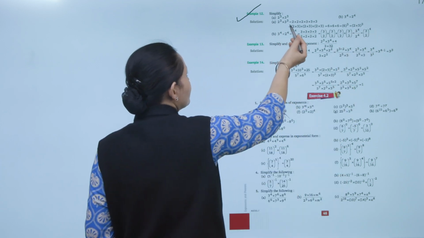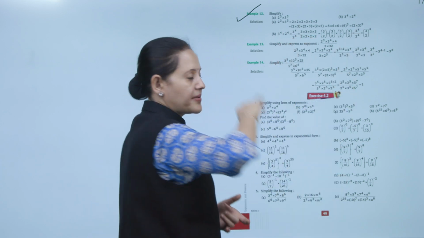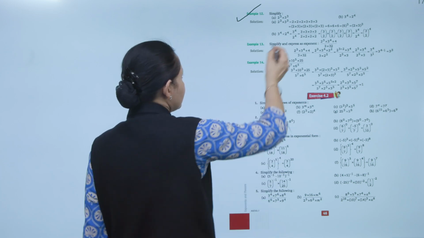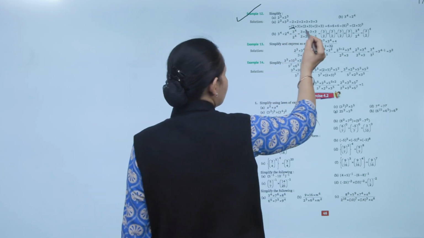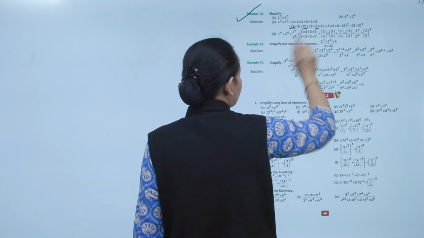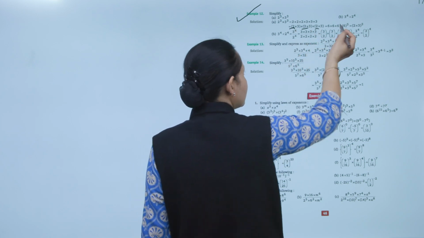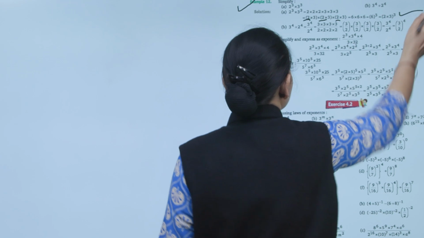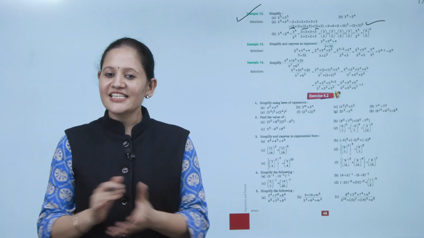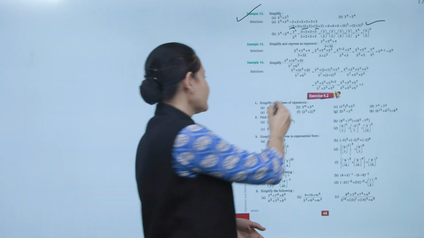2 into 3 to the power 3. We can also write 2 multiplied by 2 three times, multiplied by 3 multiplied by 3 three times, as 2 into 3 multiplied by 2 into 3 multiplied by 2 into 3. So that is equal to 6 into 6 into 6. Three times will be 6 to the power 3. Clear? Next is exercise 4.2.